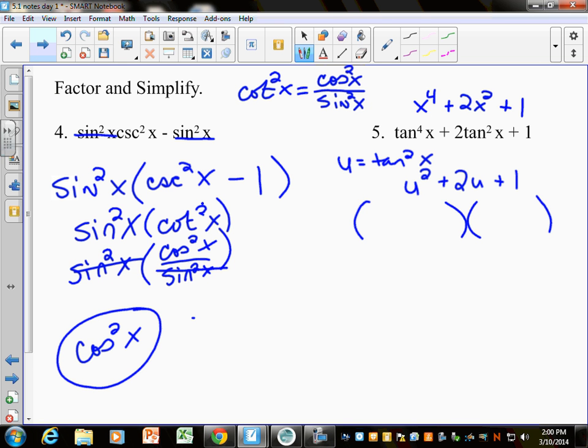You could have also factored it from up here, like x to the fourth would be x squared and x squared, or however you would do that, but that's okay. We'll go this way.